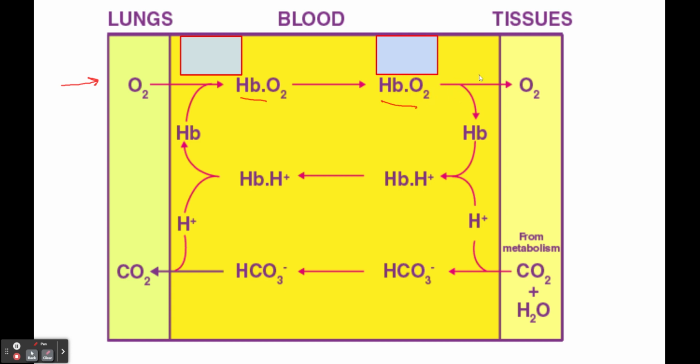getting taken to the tissues, and that oxygen leaving hemoglobin and getting into the tissues where it's used for cellular respiration, generating energy, that kind of thing. In cellular respiration, if you remember, you're producing CO2. So when you get rid of the CO2, it enters the blood, forms carbonic acid in the blood.